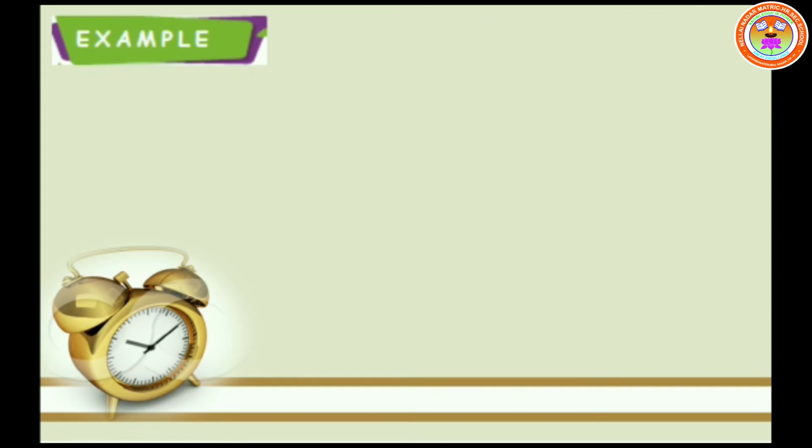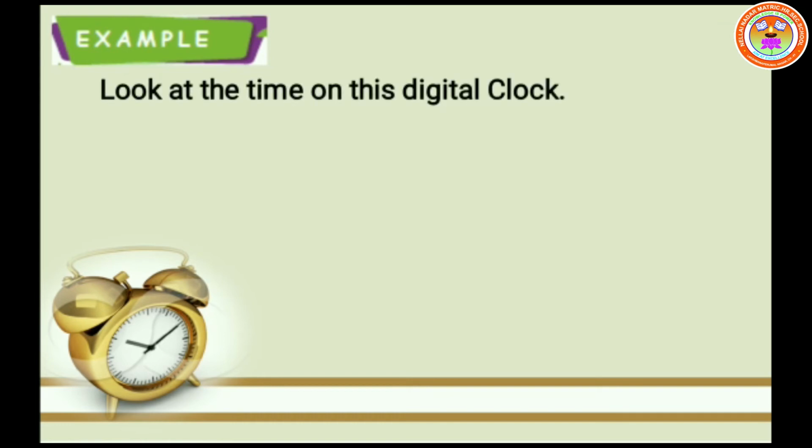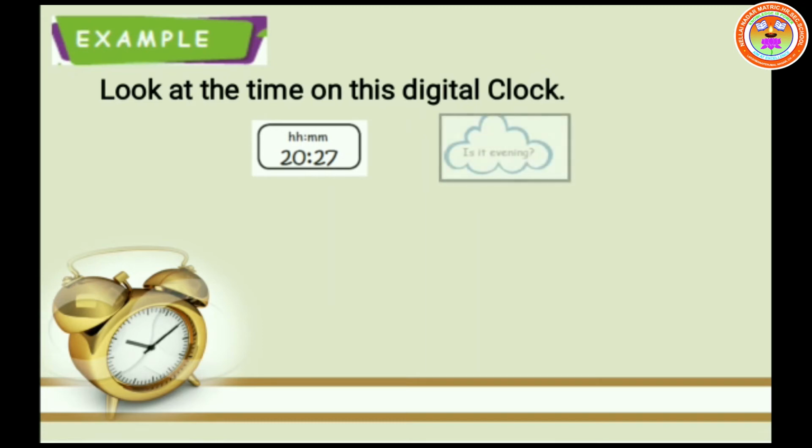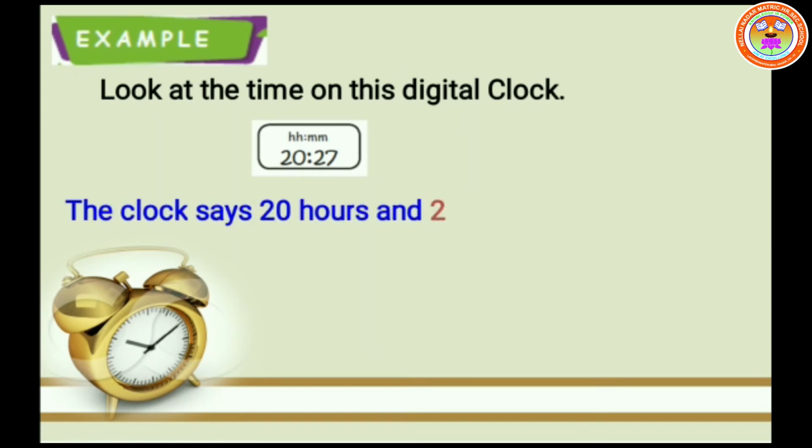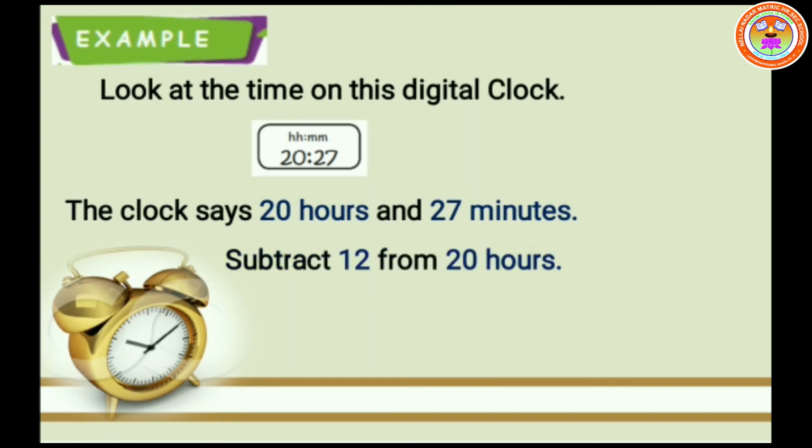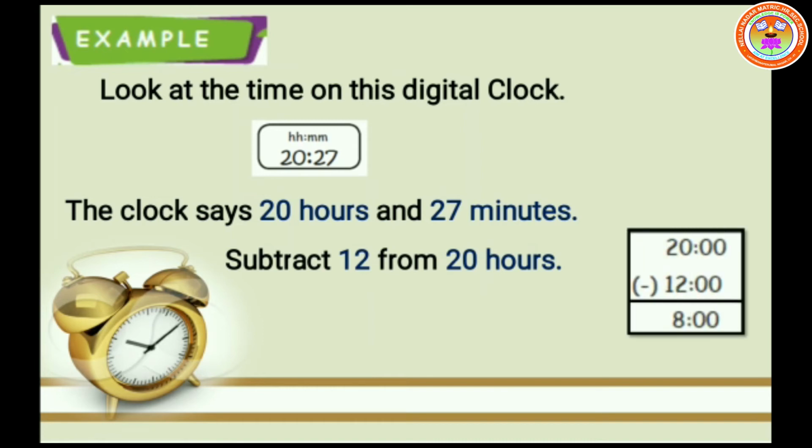Let us see an example. Children, look at the time on this digital clock. 20:27. Is it evening? Yes. The clock says 20 hours and 27 minutes. Subtract 12 from 20 hours. 20 minus 12.